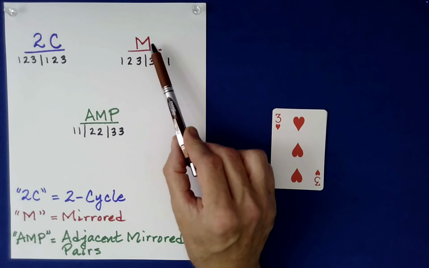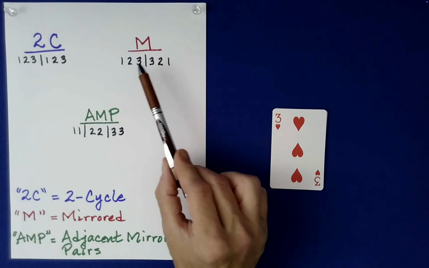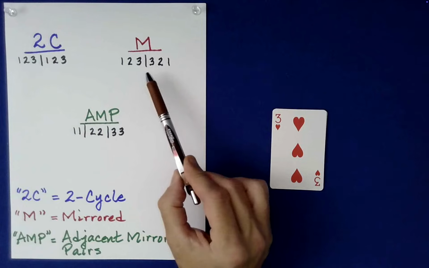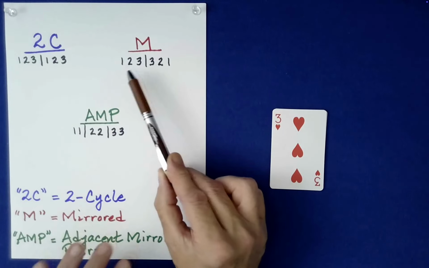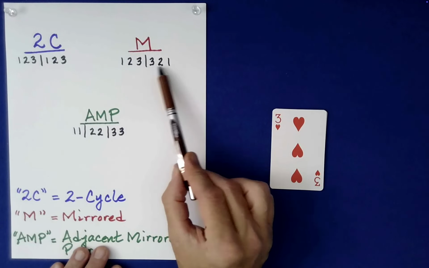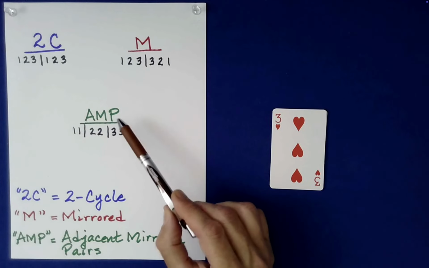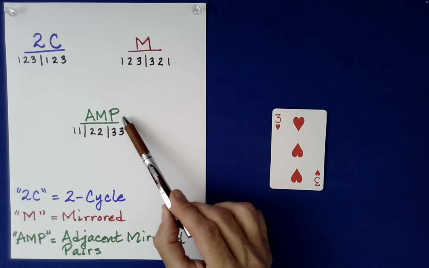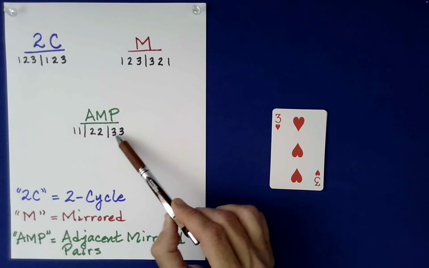The M here stands for mirrored. As you can see here, there's like a reflection line. So it's 1, 2, 3, 3, 2, 1. The final one I call an AMP. It stands for adjacent mirrored pairs.